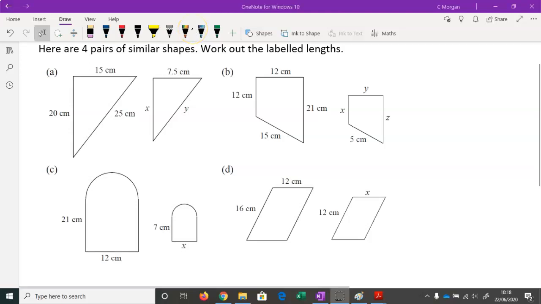We're going to be doing some more work on similar shapes this week, but getting a little bit harder. Here's a starter question. There are 4 pairs of similar shapes. Can you work out the labelled lengths? Please press pause while you do so.